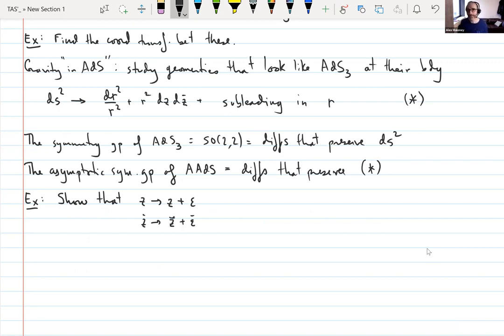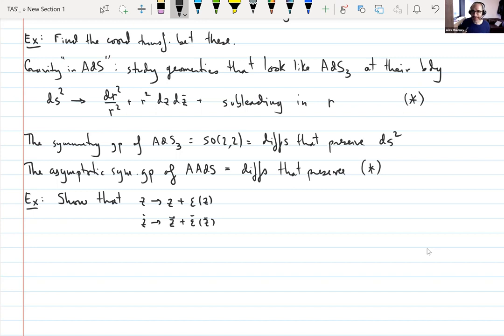But what would happen if you tried to consider a more general type of diffeomorphism? For example, one where epsilon and epsilon bar are functions of z and z bar. Well, let's, for example, imagine that you took epsilon to be linear in z.